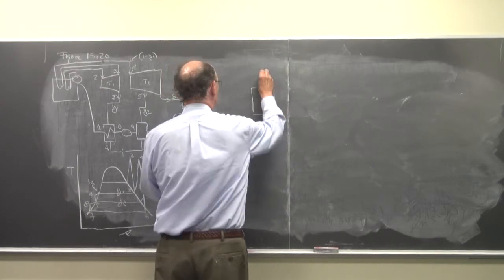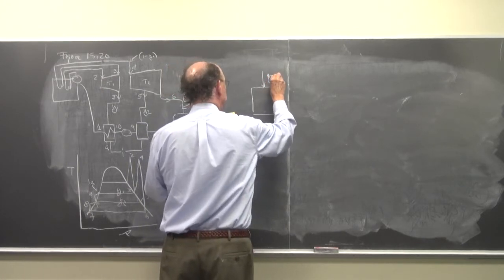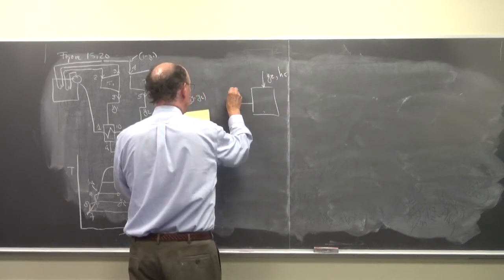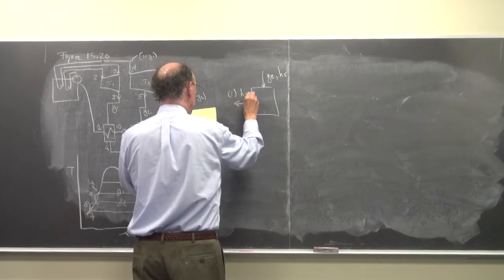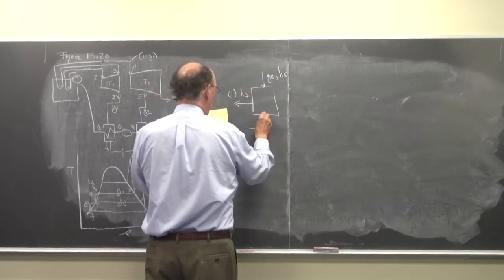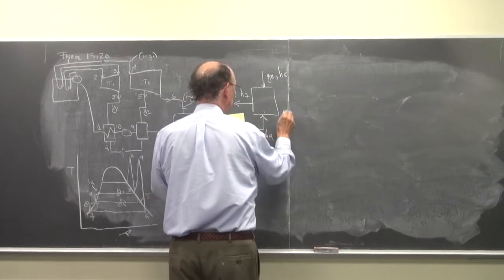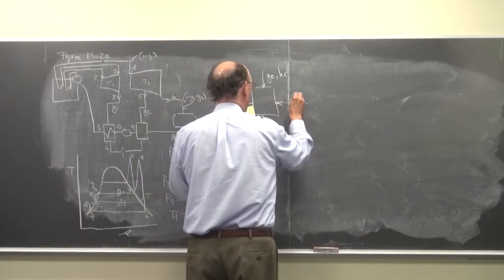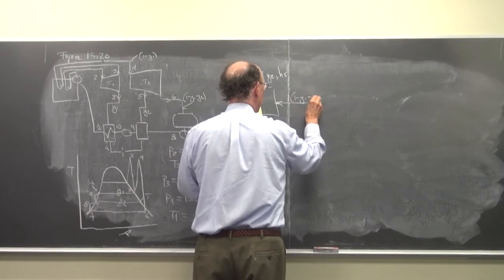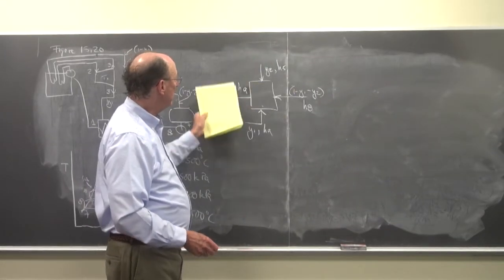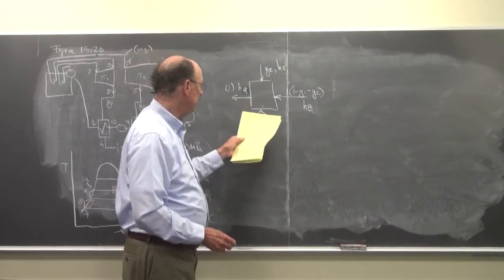So I have Y2 H5. I have everything leaving at H7. I have Y1 at HA. And I have 1 minus Y1 minus Y2 coming in at H8. So here's the energy diagram for the second heat exchanger.